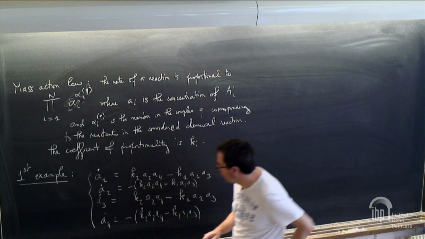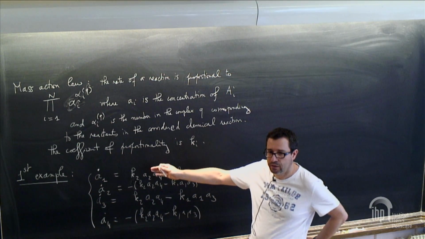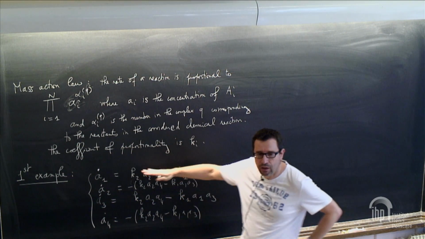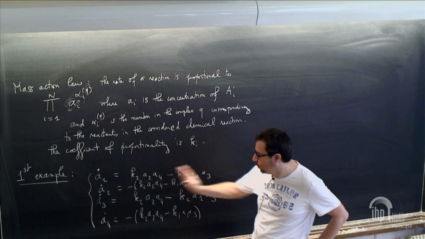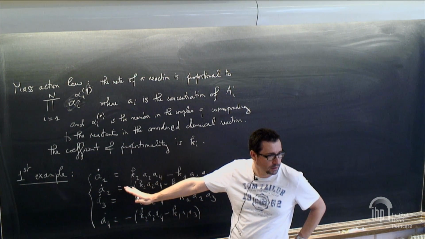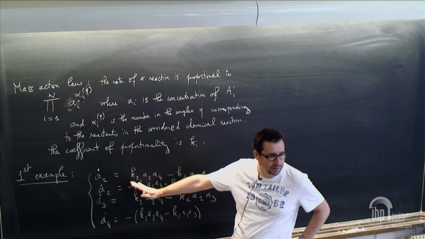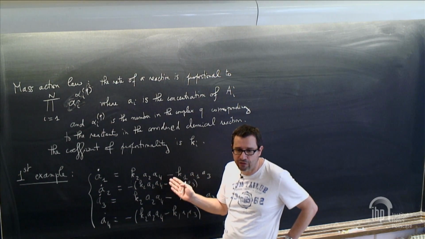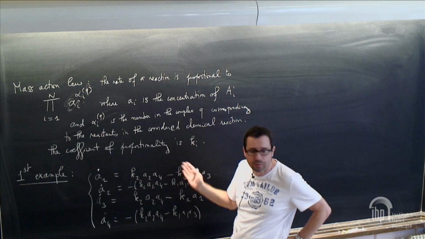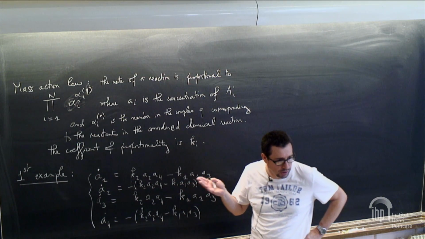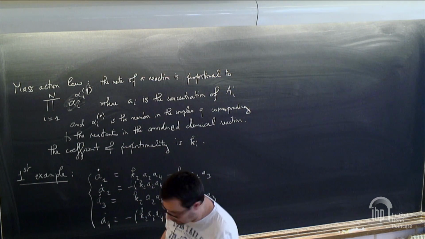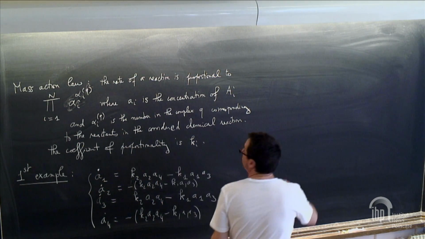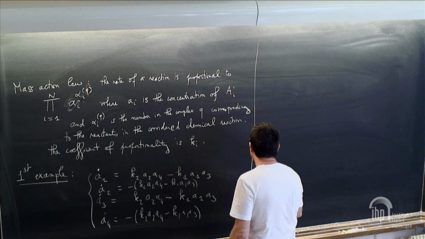You can immediately see that you have a very specific system of ODEs in which all the right-hand sides are equal up to the sign. Okay? So it has a structure which is very different from a random system of ODEs that you would write. Okay? Let's write now the system corresponding to the second example.